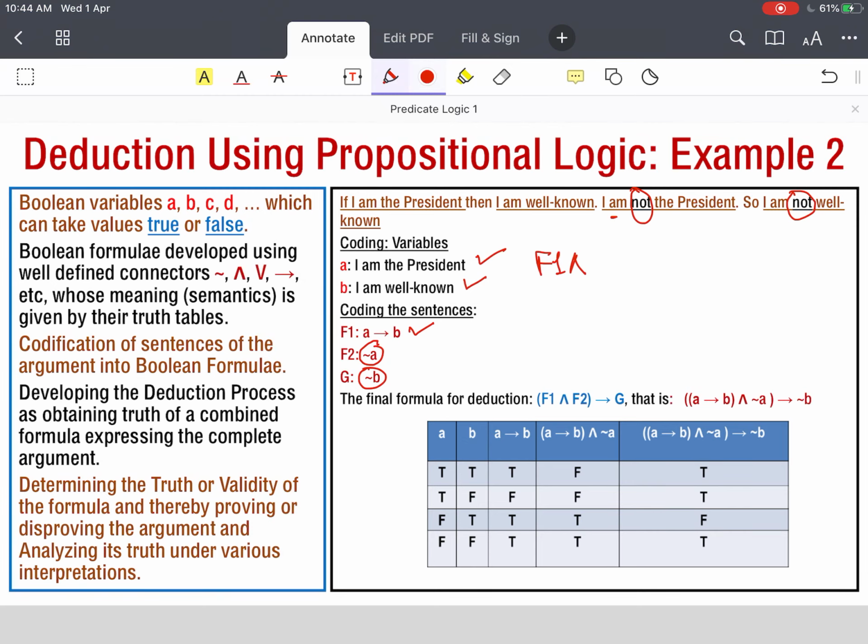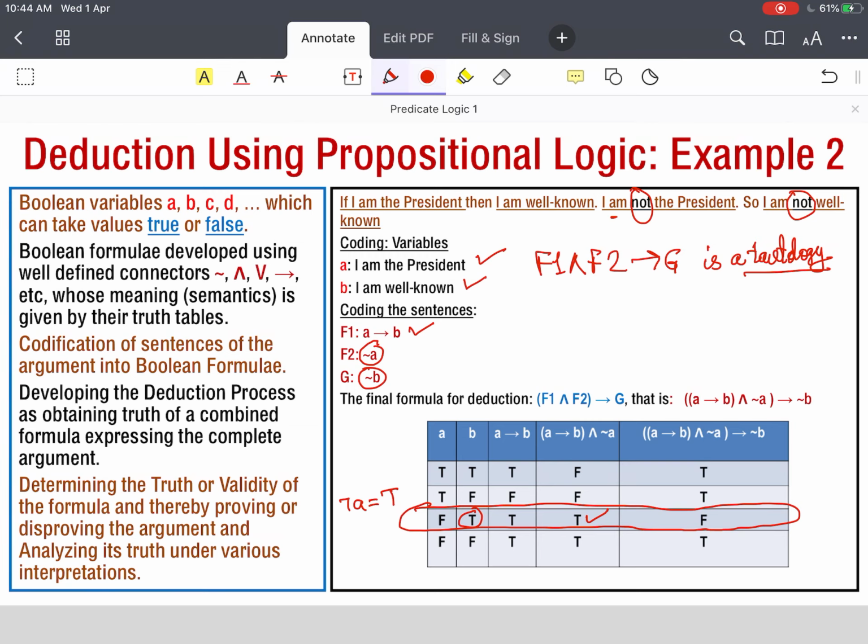And my formula again is the same: F1 and F2 implies G is a tautology. We again do the same thing, but here in this case we find that this row, when A is false, which means not A is true, when B is true, in that case we see A implies B and not A is true.